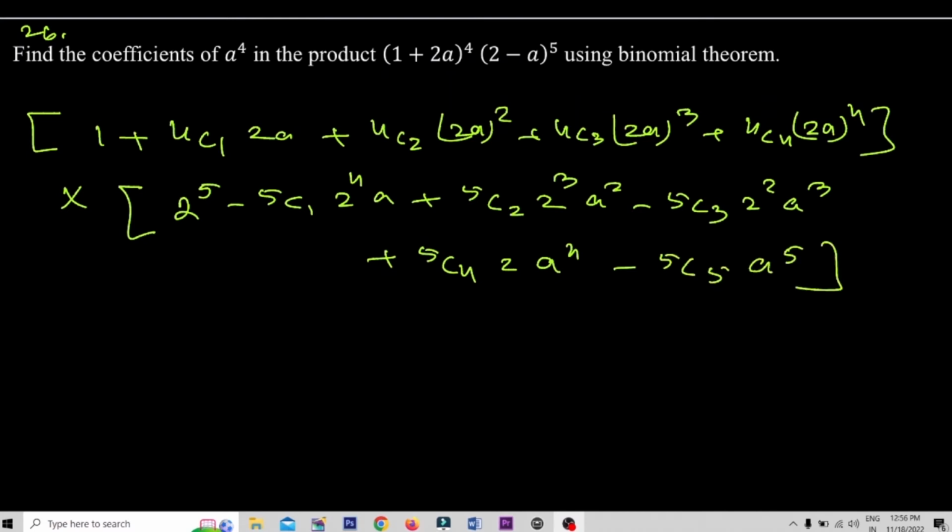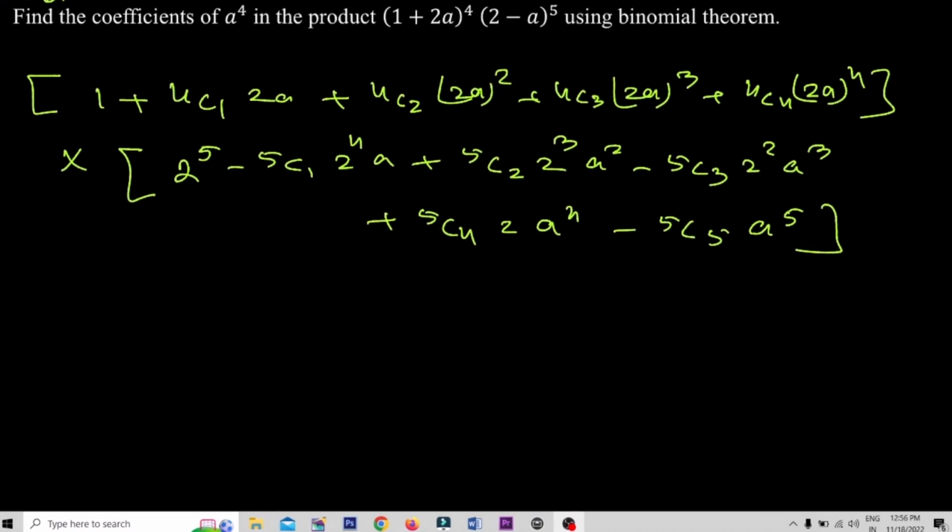So we have to search where a to the power 4 is present. If we take 1 in the first series multiplied with a to the power 4 in the second series, and in this way, plus 4c1 a, the coefficient of a in the first series, multiplied by a cube in the second series. So what are we getting? Let us calculate the coefficients first.